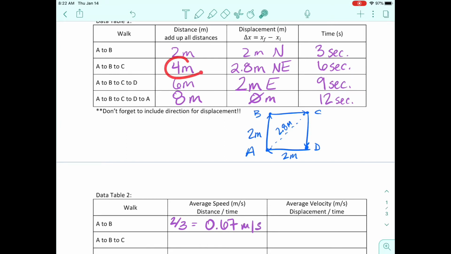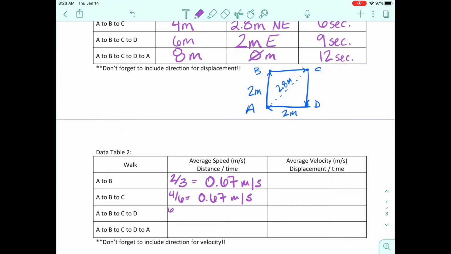Second one, you're going to do 4 divided by 6. Again, that's going to be 0.67 meters per second. And you're going to keep going down. So 6 divided by 9 and 8 divided by 12. Again, each of those is going to be 0.67 meters per second.